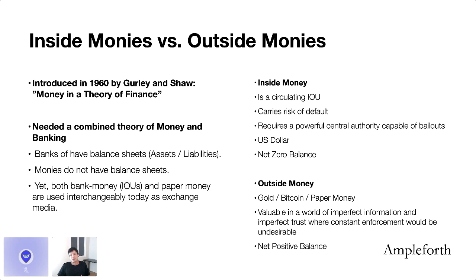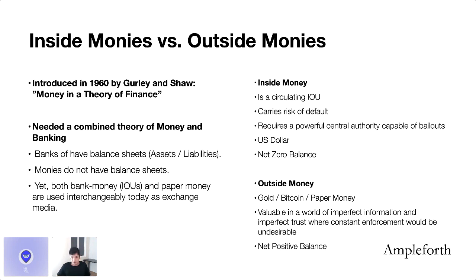Inside monies have a net zero balance within a sector of the economy, whereas outside monies are always a net positive in a sector of an economy. And this is again just me trying to explain some of the benefits and drawbacks of either. No one is necessarily universally better than the other, but these inside monies that are debt based naturally carry a risk of default, right? So say there's a run on the banks, there's not enough collateral, or there's a debt marketplace, and there's a liquidity crisis, and things can no longer be sold. There's a risk of default, and that's why inside monies require powerful central authorities who are capable of bailing out markets in order to be effective.